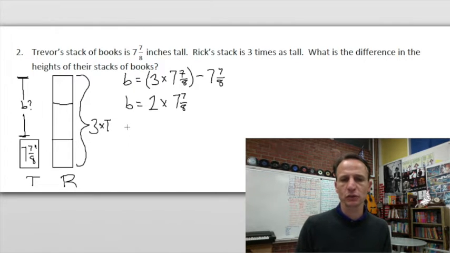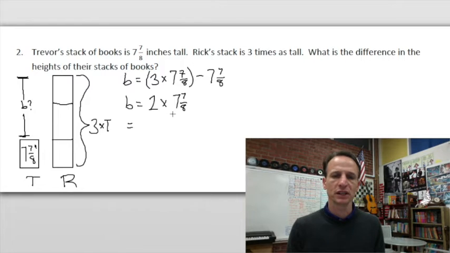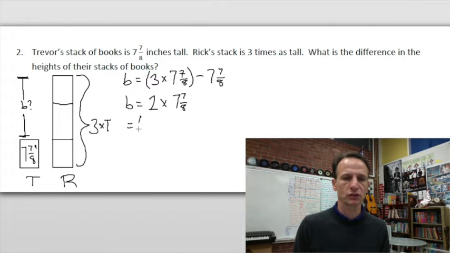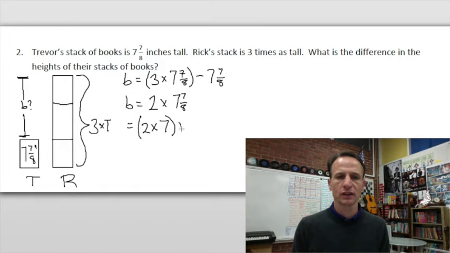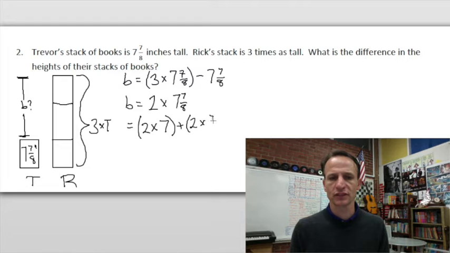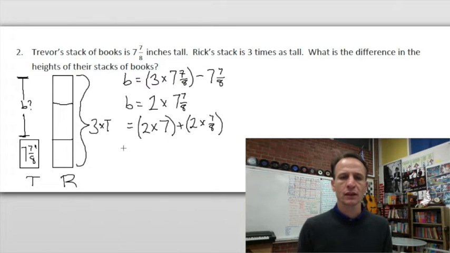It has nothing to do with laziness. It's doing things less likely to make mistakes, being efficient. So we can use a good old friend, the distributive property here, multiply the whole numbers, add to that the product of the 2 times 7/8, and 2 times 7 of course is 14, and this would be how many eighths? Yes, again we have 14 eighths.